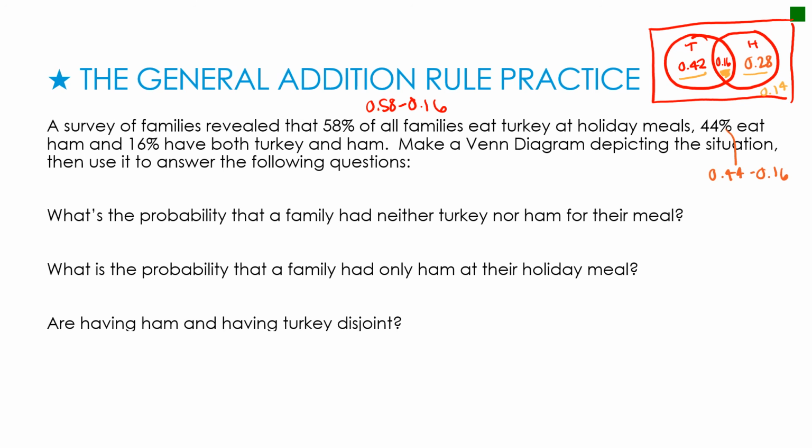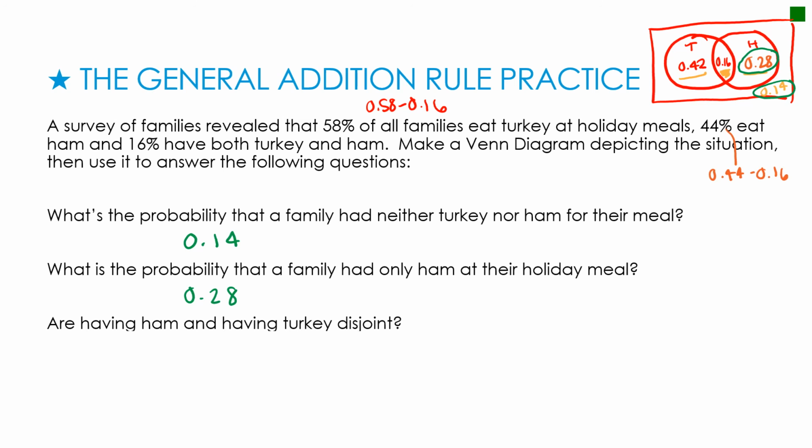What is the probability that a family had neither turkey nor ham for their meal? So again, that would be my 0.14, which is these guys on the outside. No turkey, no ham. What is the probability that a family had only ham at their holiday meal? That's these guys. Only ham, no turkey would be 0.28.